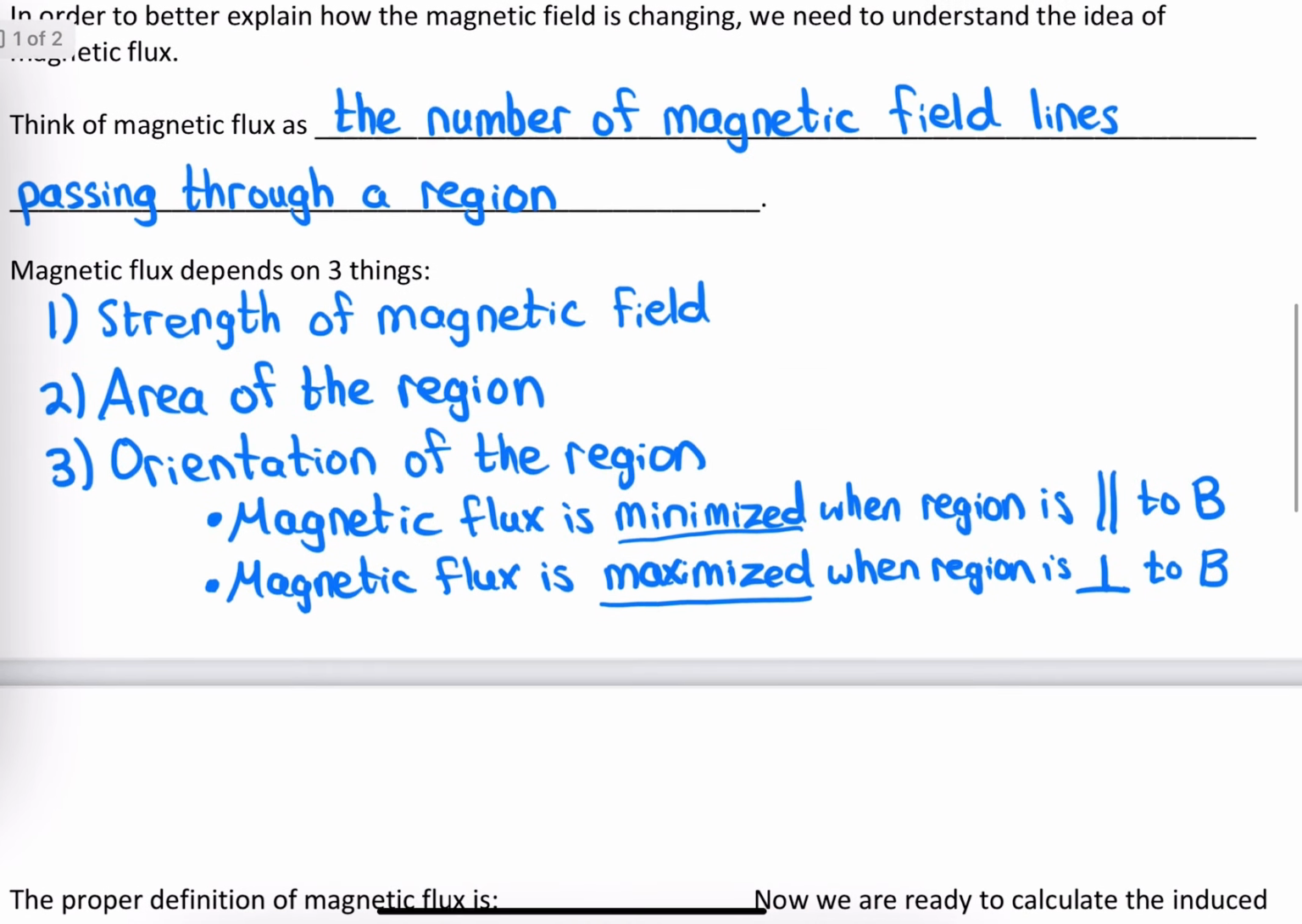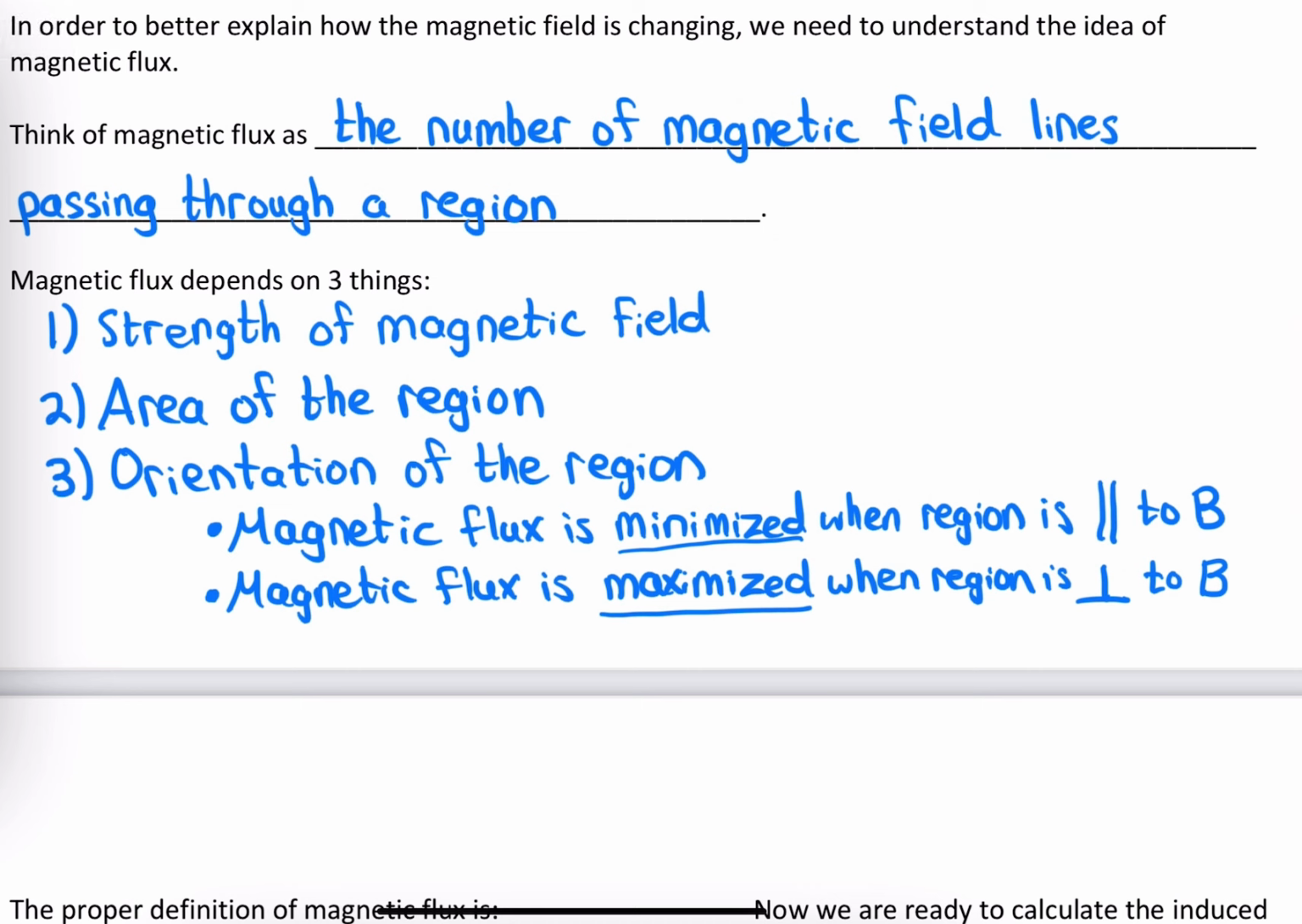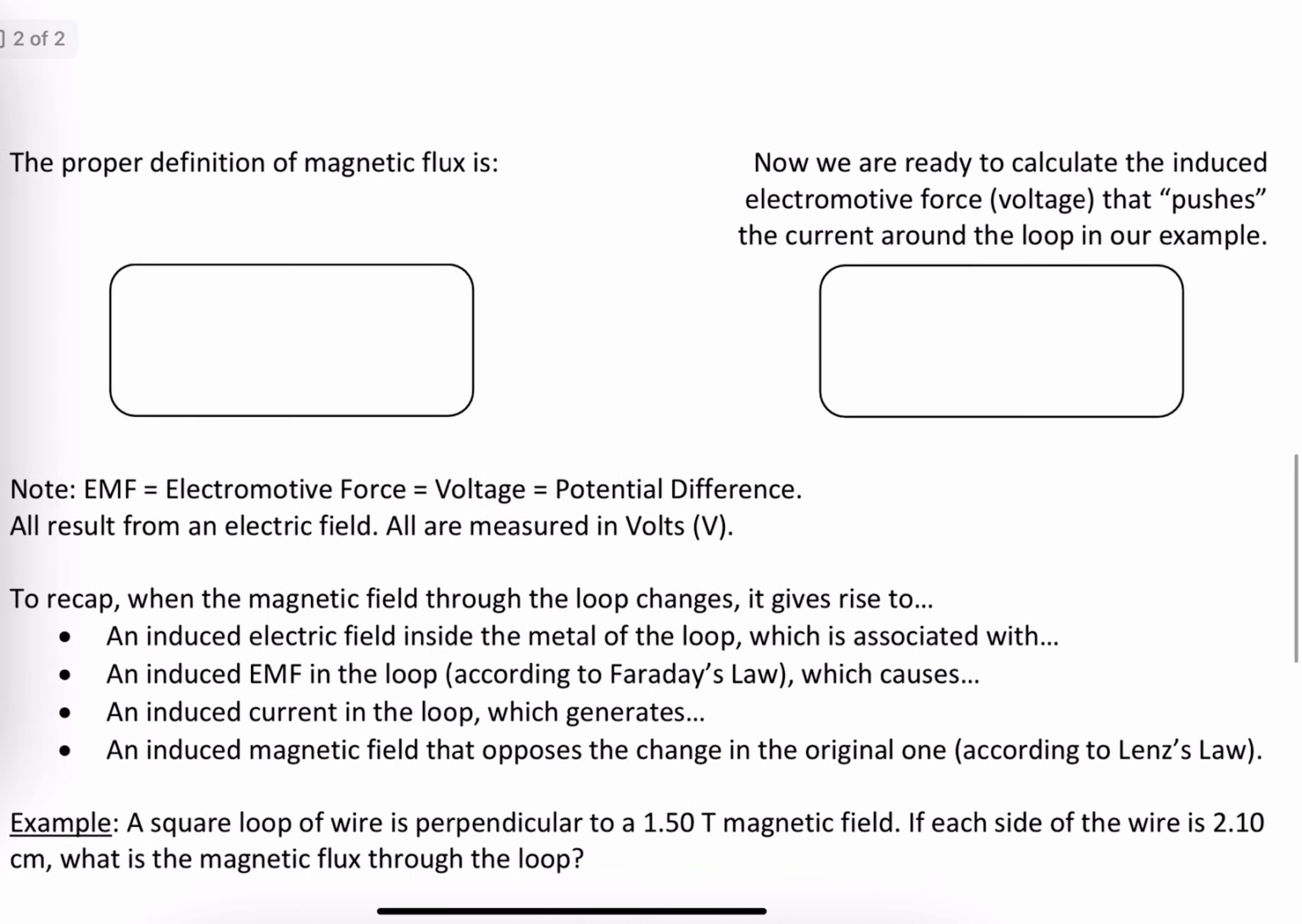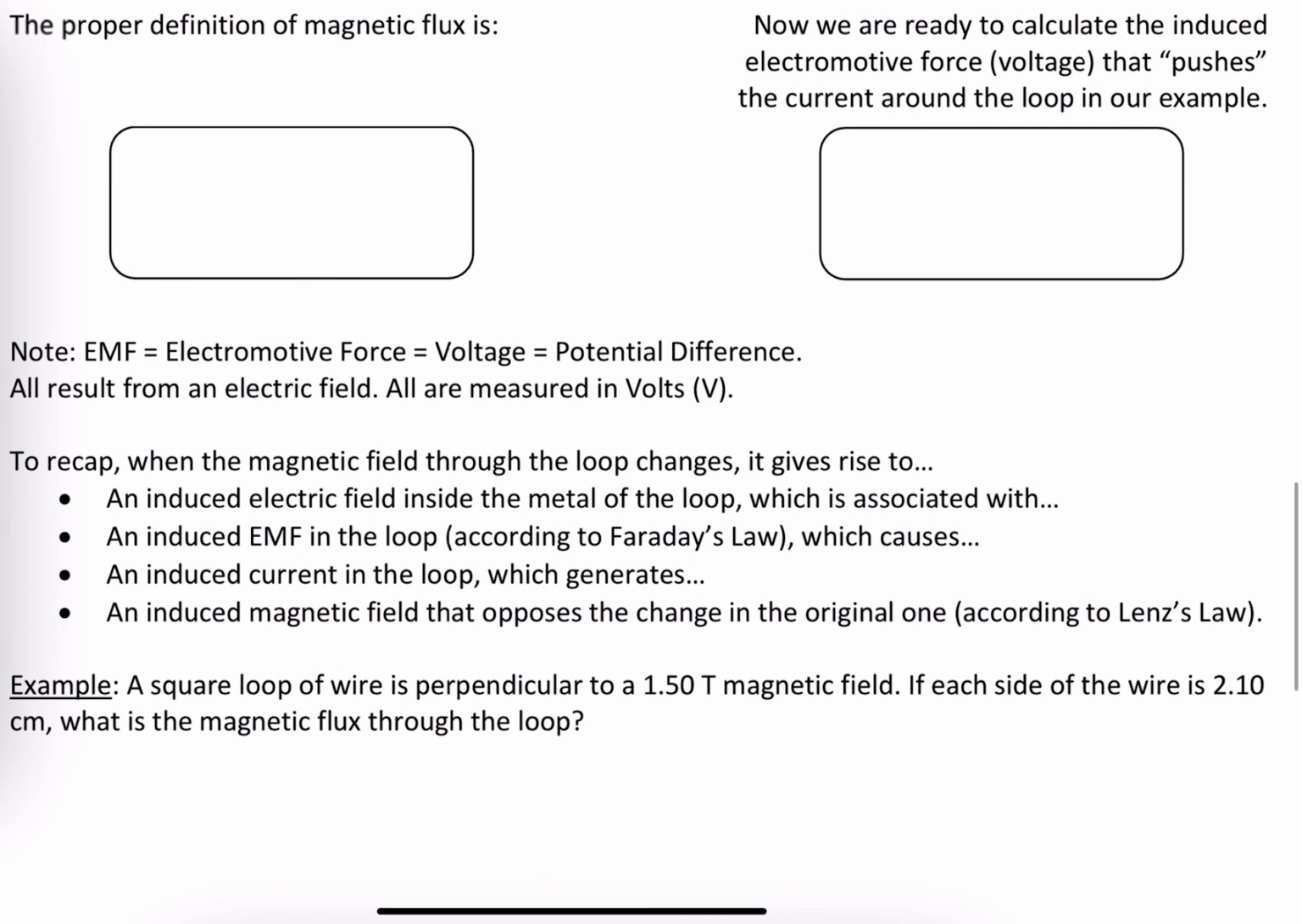Okay, so that's how I want you to think about magnetic flux. Think about it as the number of magnetic field lines passing through a region, and it'll depend on these three things. But we're going to actually have to take a formal definition for flux, because we're going to have to calculate it and get a proper number. And that's what we're going to talk about here. So the proper definition of magnetic flux is this.